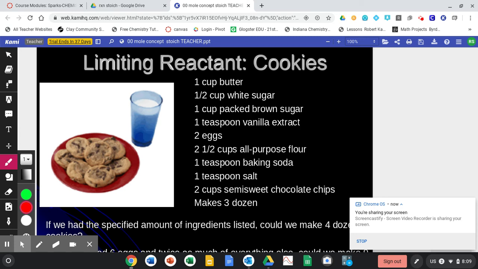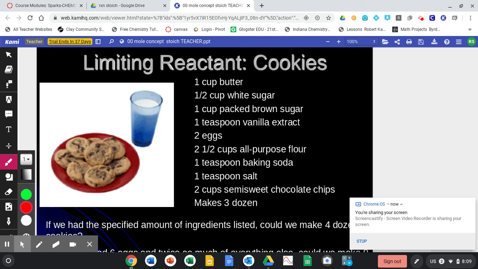Hello, today we're going to take a look at limiting reactant. And there's the chocolate chip cookie recipe again. Many of you, when you were watching the video that I assigned earlier in March, caught on to the fact that the limiting reactant was the first one used up. I hope today drives that point home.